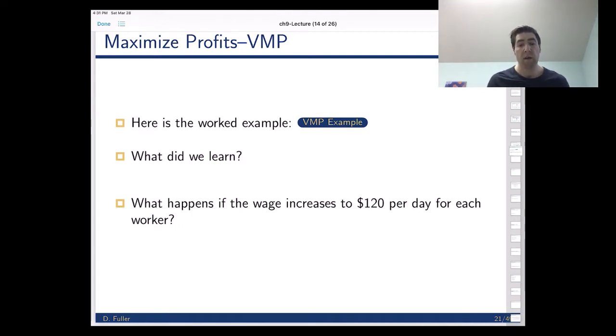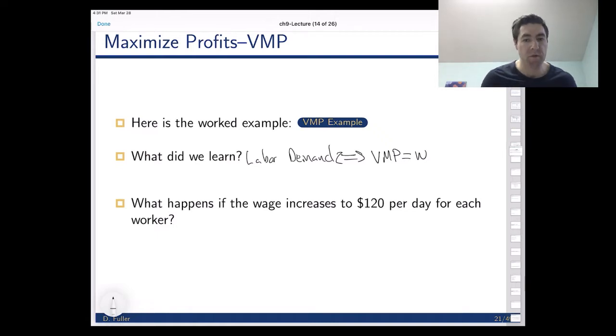And so you may want to work through that, convince yourself that this rule that we've determined, value of the marginal product greater than or equal to the wage, maximizes profits. And so that's what we learned. We learned that labor demand is determined by the condition that the value of the marginal product is going to be equal to the wage. That's where we stop. I'll stop once that is true. Once the value of the marginal product becomes less than the wage, then I don't want to go any further.